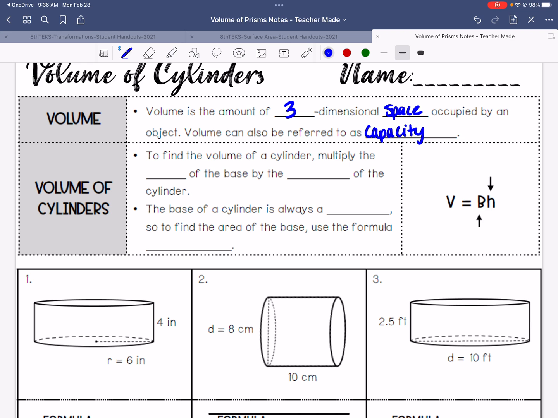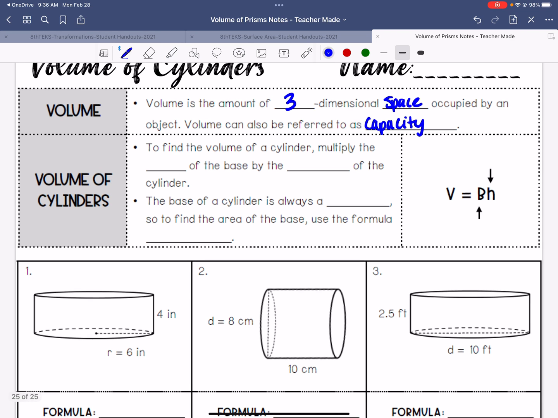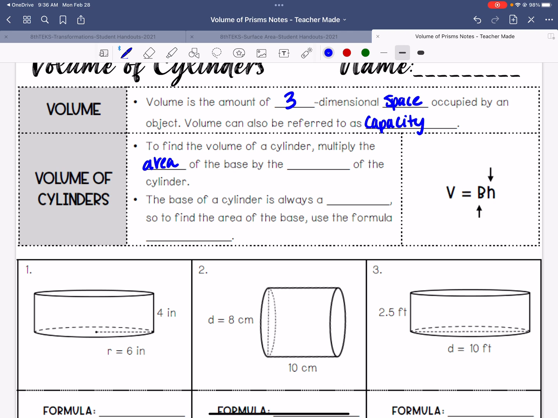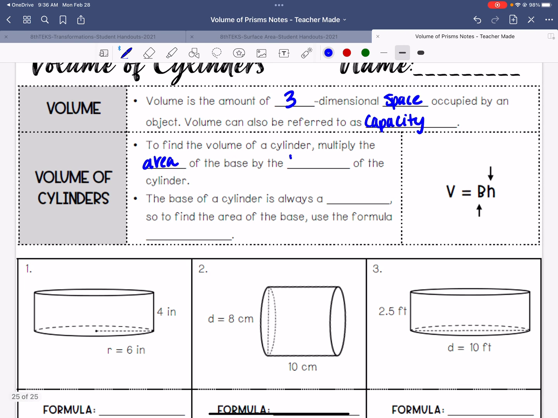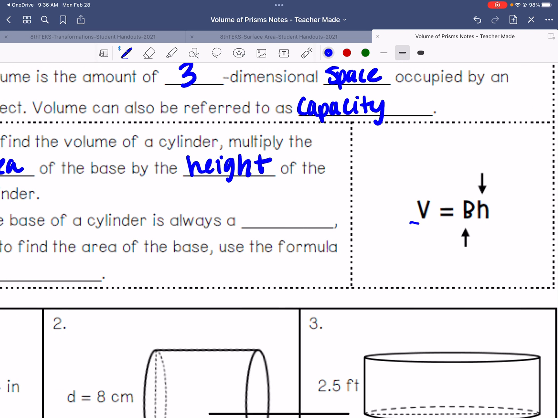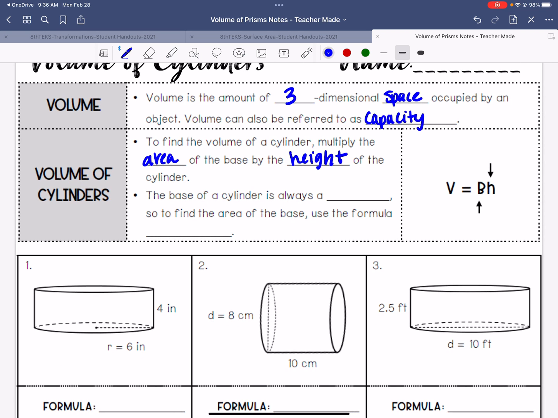To find the volume of a cylinder, you're going to multiply the area of the base by the height of the cylinder. I'm going to remind you that last week we used this exact formula to find the volume of prisms and pyramids, where with pyramids it was divided by 3. So it's still the same because a cylinder is just a prism with a circular bottom instead of a rectangular or triangular bottom.